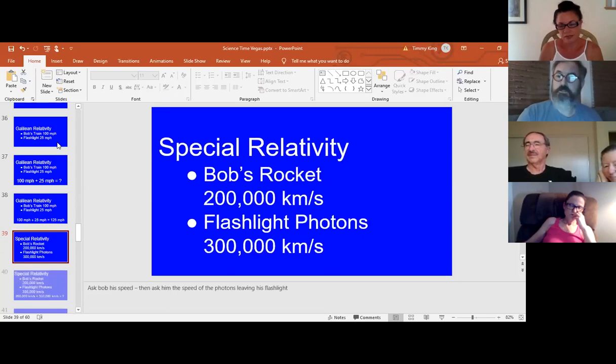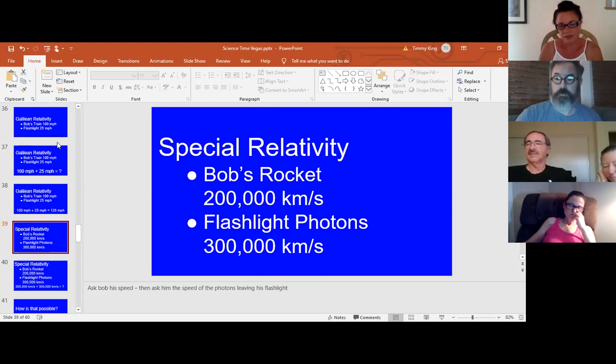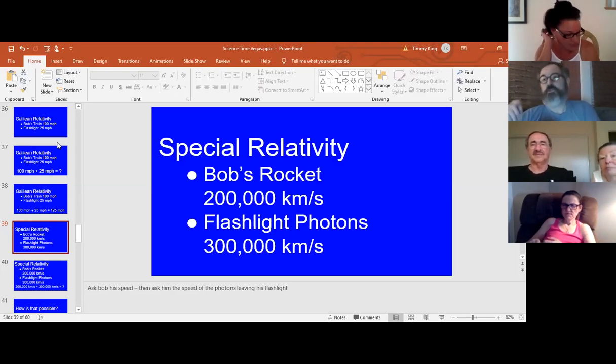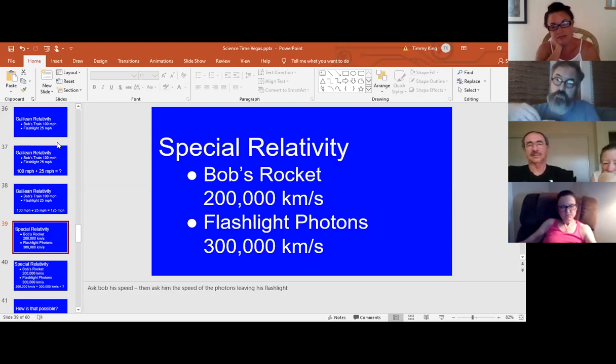Now let's get into special relativity. This time Bob is in a rocket, and the rocket is going at 200,000 kilometers per second, which is roughly 2/3 the speed of light. And he has a flashlight, and his flashlight is working this time. And when he turns the flashlight on, he can see the photons moving away from him, and he can measure them. Now, you remember what Einstein said, that in special relativity, the speed of light is always the same, regardless of the speed of the observer. So since the speed of light is 300,000 kilometers per second, Bob is seeing the rays move away from him at 300,000 kilometers per second.